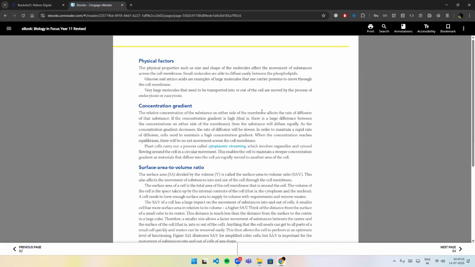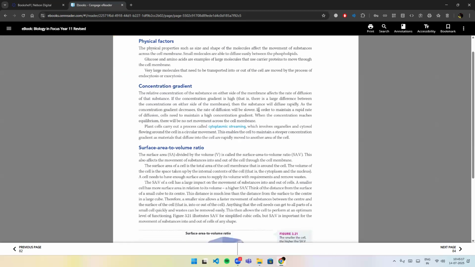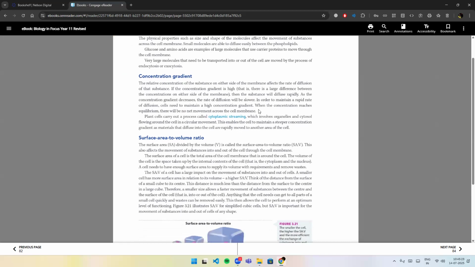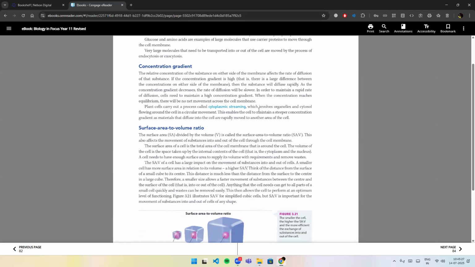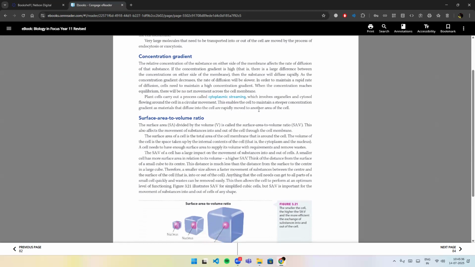Physical factors. The physical properties such as size and shape of the molecules affect the movement of substances across the cell membrane. Small molecules are able to diffuse easily between the phospholipids. Glucose and amino acids are examples of large molecules that use carrier proteins to move through the cell membrane. Very large molecules that need to be transported into and out of the cell are moved by the process of endocytosis or exocytosis.